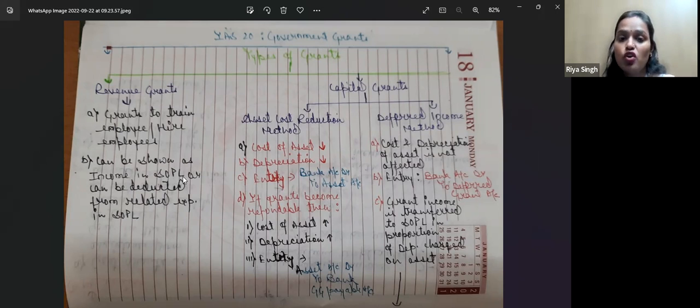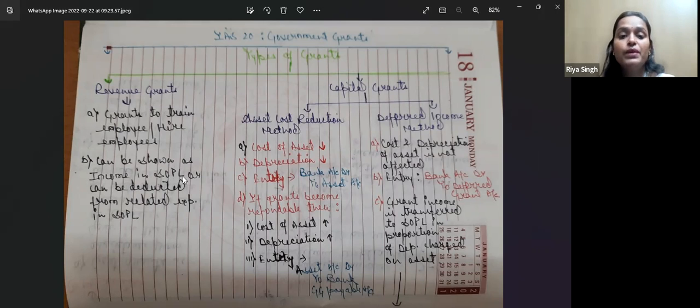Basically, in the asset cost reduction method, whatever grants we have received are for a particular kind of asset, as capital grants are only for assets. So if we have received any kind of grant from the government for purchasing that asset, then we have to deduct these capital grants directly from the cost of the asset only. Then, on whatever amount of the asset comes, we just charge the depreciation.